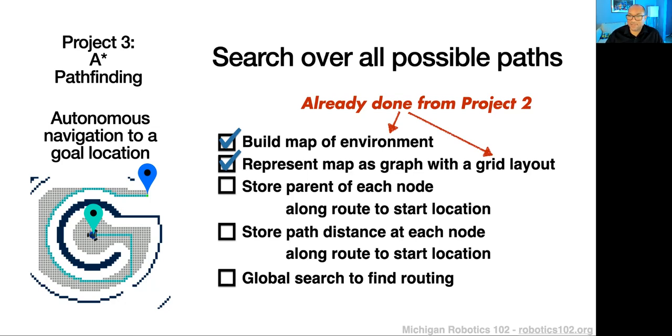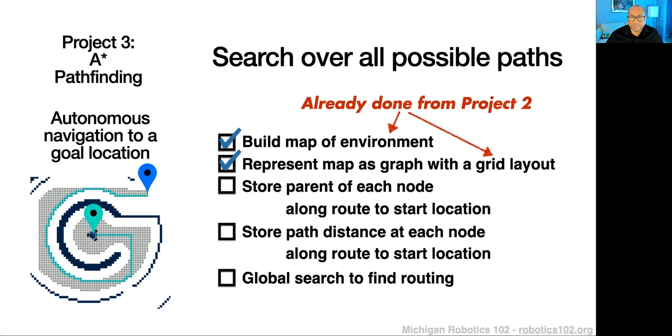So we've computed the distance transform that represents each of our map cells as a node. And then we have connections as edges to our adjacent nodes. We've been able to compute a distance transform of that, but now we need to be able to search over possible paths.